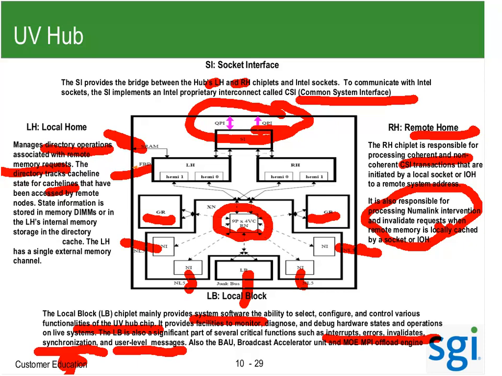Also part of the hub then was the BAU, the Broadcast Accelerator Unit. This is for TLB coherency, translation lookaside buffers. And then the MOE, the MPI offload engine, is really part of what we were just talking about here with the synchronization events.